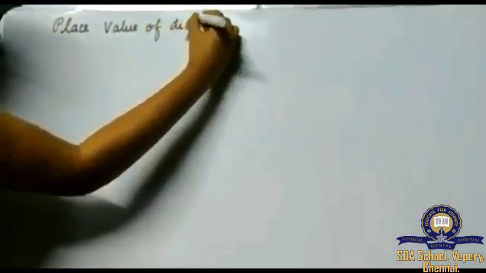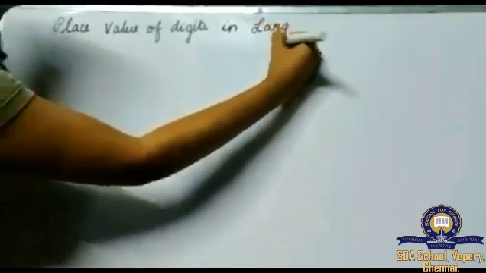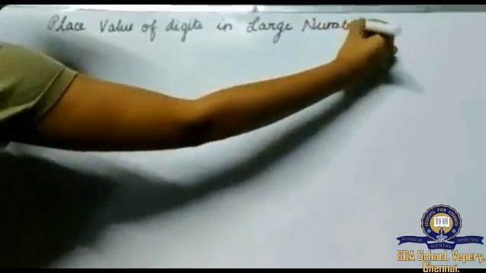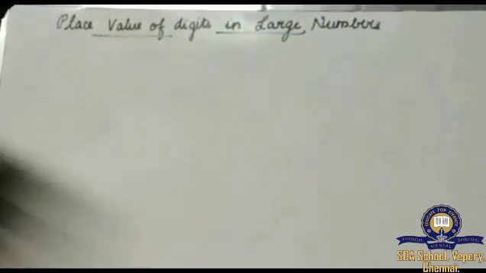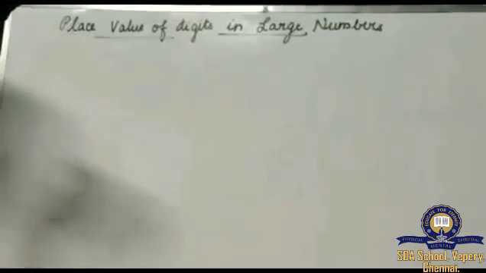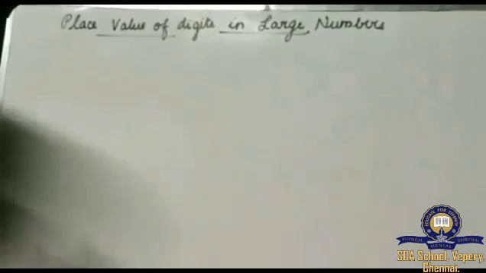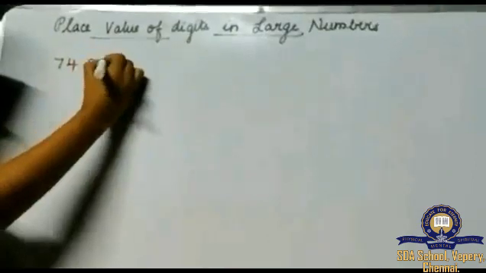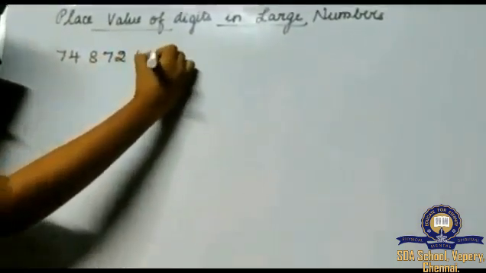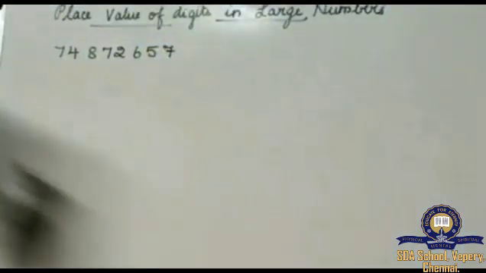So now we'll move to the next topic, which is place value of digits in large numbers. Every digit of a number has a place value which gives the value of the digit. So each and every digit has a place value. Let us consider an example: 7, 4, 8, 7, 2, 6, 5, 7. Now you must represent this number in terms of the place value of each digit.